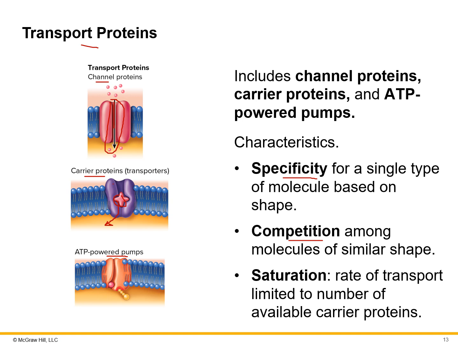There can also be competition if there's molecules of similar shape. So sometimes drugs work by blocking or activating some of these proteins to alter what's coming in and out of cells. And they can become saturated, especially with the carrier proteins. If we have a lot of molecule outside, but only one transporter, then it's going to get saturated. There's not going to be a lot of movement because there's not enough transporters to move everything.